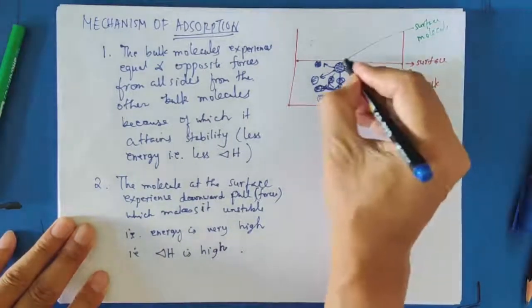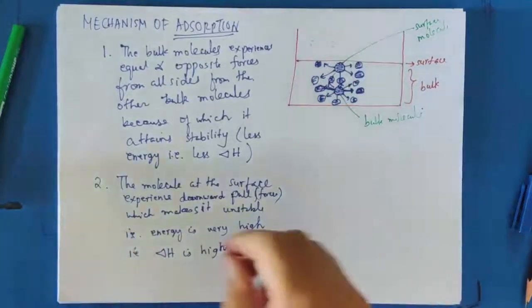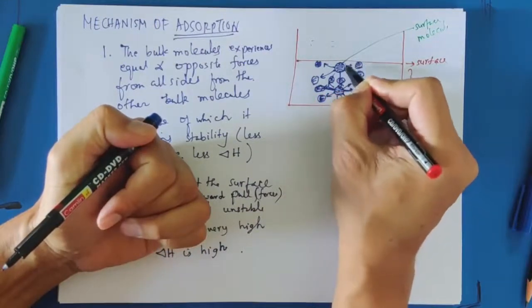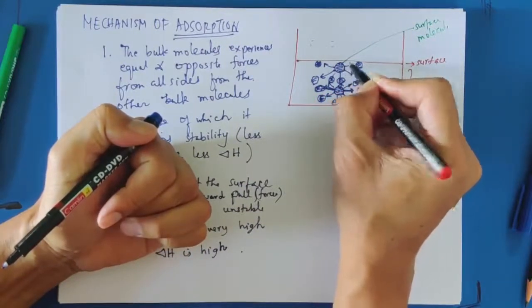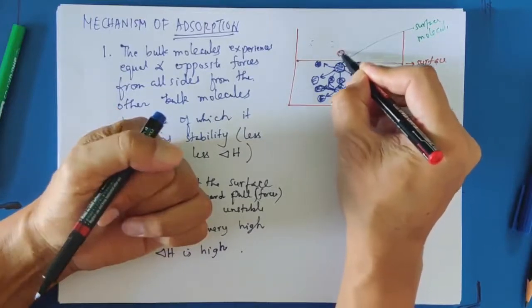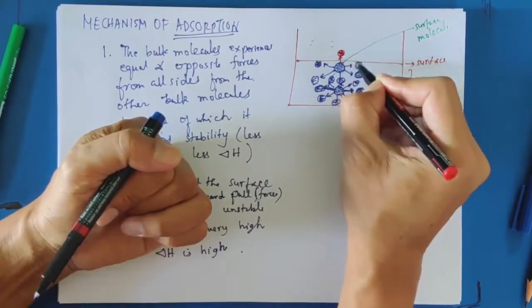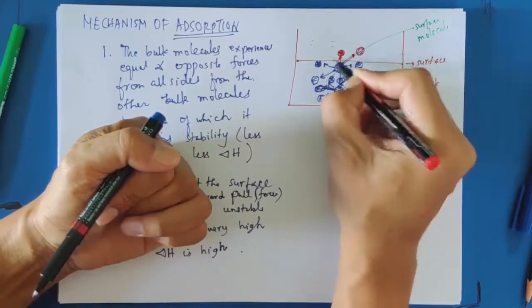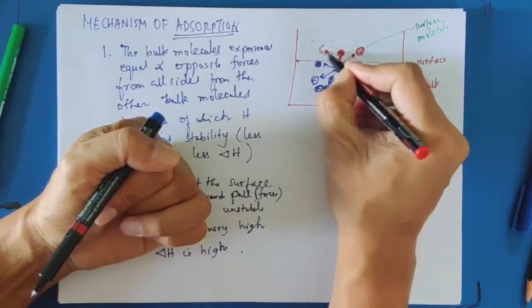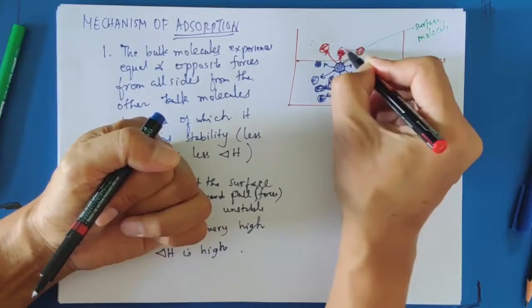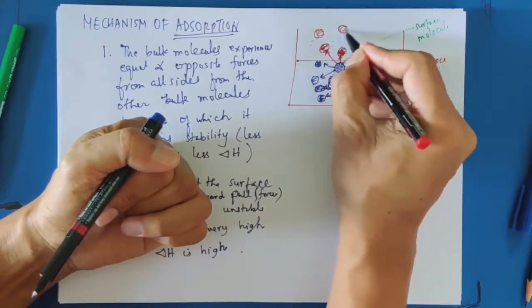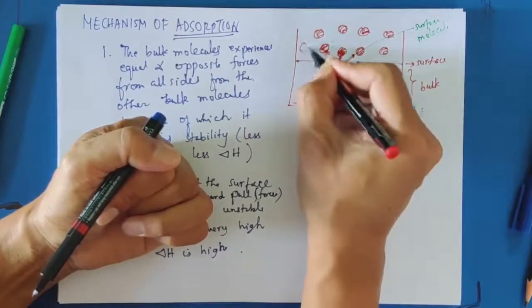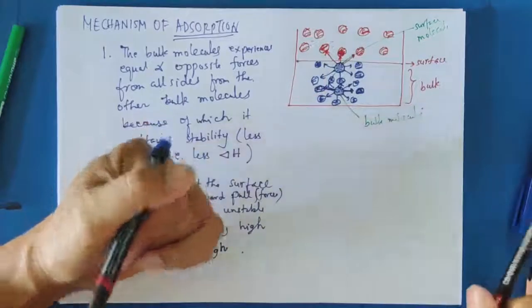Now, the situation is, okay, air molecules. Suppose an air molecule is here, another air molecule over here. Okay, keep it like this.